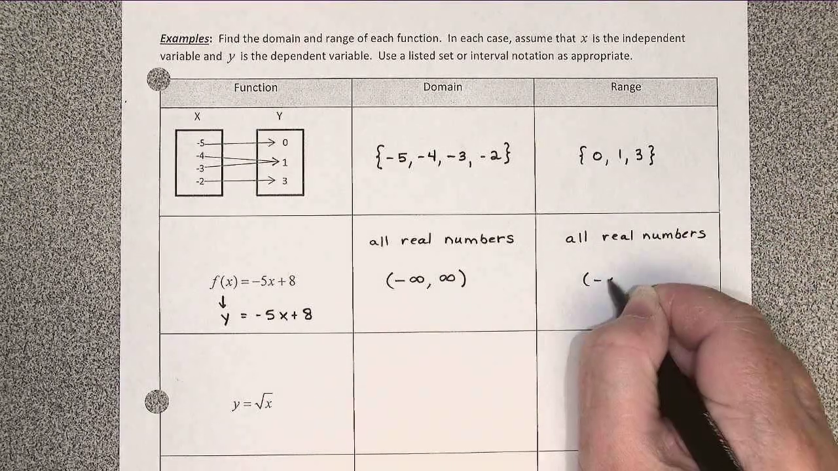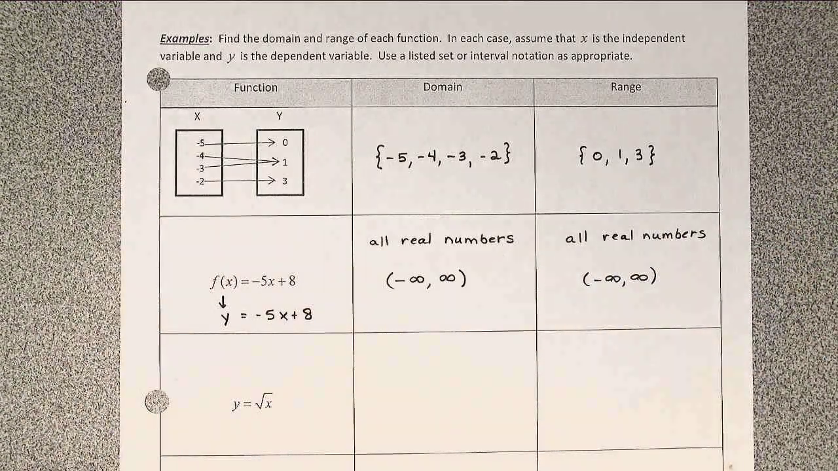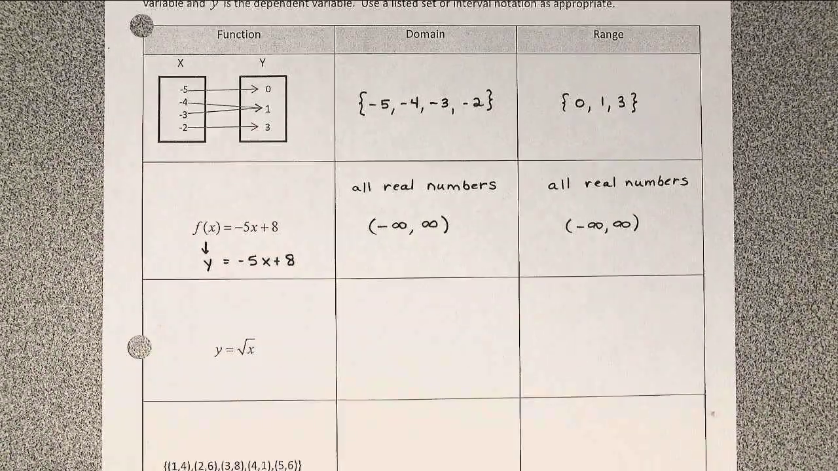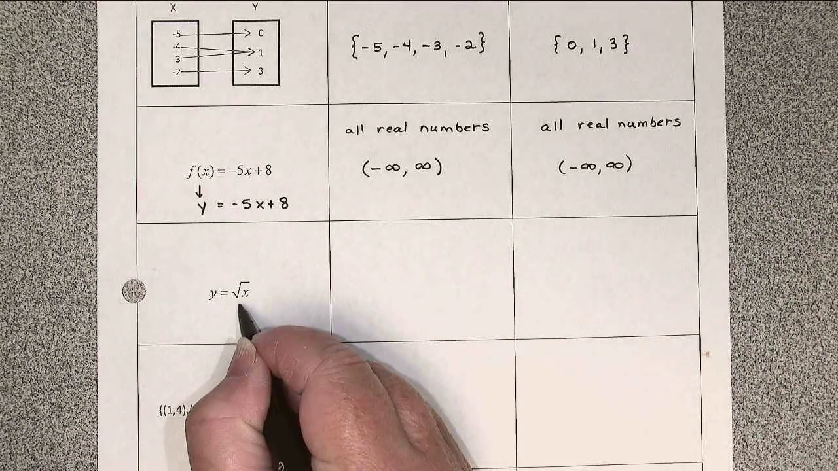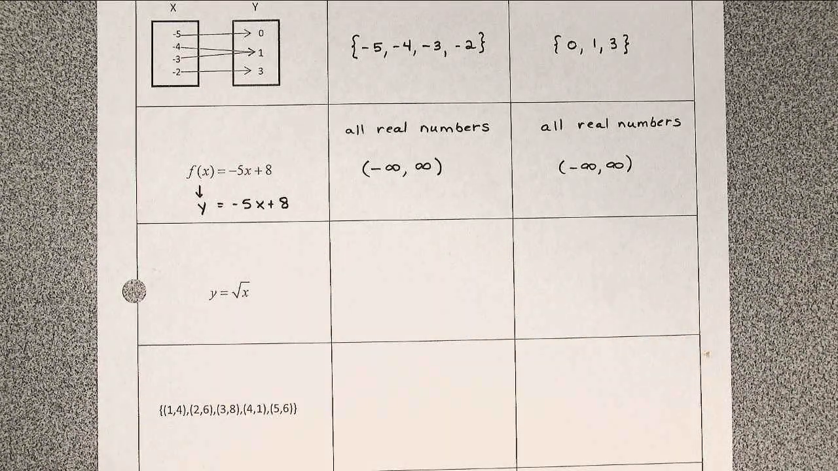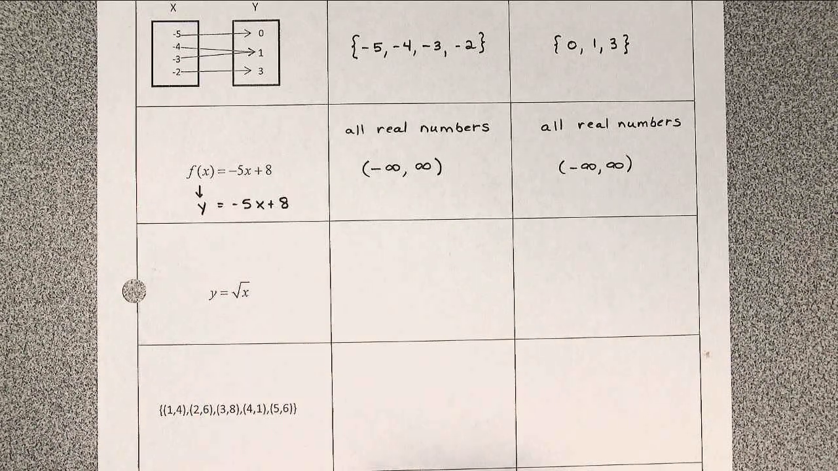Or in our interval notation, all the numbers from -infinity to infinity. All right, what about our next function? Y equals the square root of x. Are there any numbers in the domain, any numbers that would be a problem for the domain, anything I can't substitute for x?